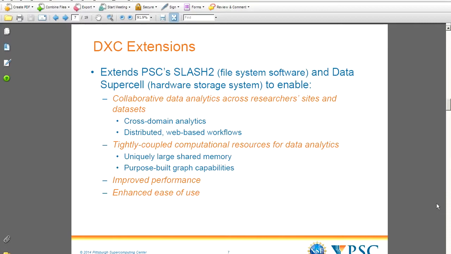The Data XSL extends /2 in a number of ways. Now, the first is really to do collaborative data analytics across researchers' sites and data sets. So we're really looking at cross-domain analytics here, bringing together different data sets from different types of research and looking at them at the same time. And that's one of the main advantages, I think, of the way the world is now looking at data-intensive computational science. The other thing is distributed web-based workflows.